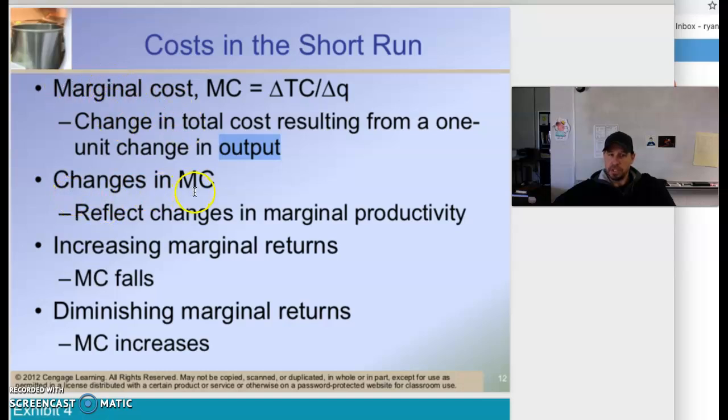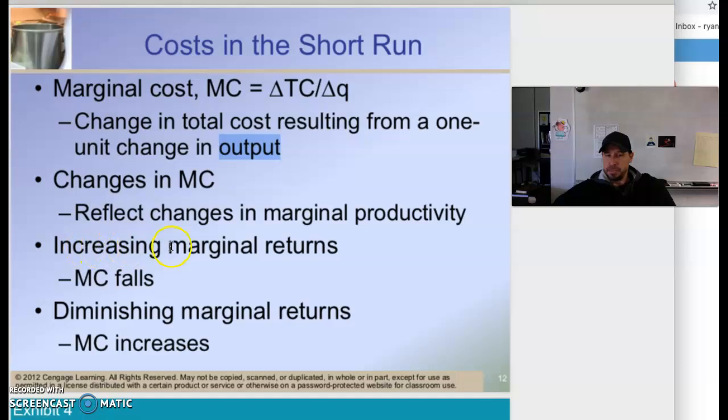So these changes in marginal cost are a reflection of our marginal return. Last video we talked about increasing marginal returns. Remember, as we added more workers, they became more productive. In the example, the first worker added 2 tons of moving capacity, and then the second worker brought along another 3 tons of moving capacity, so we saw increasing marginal returns.